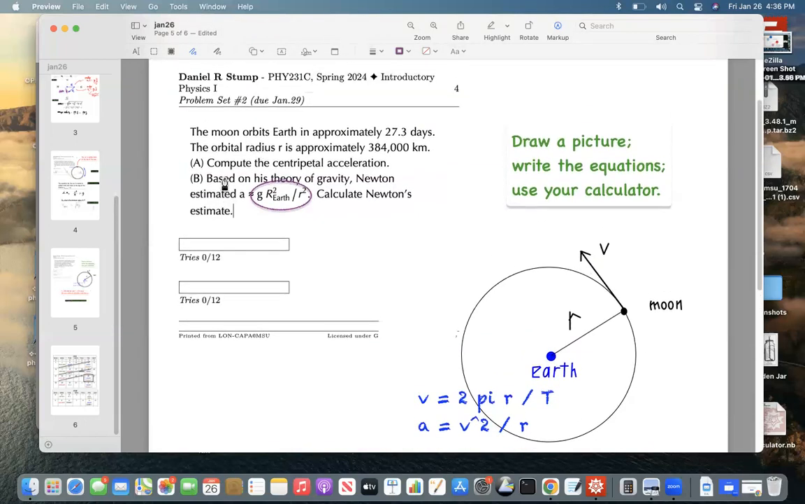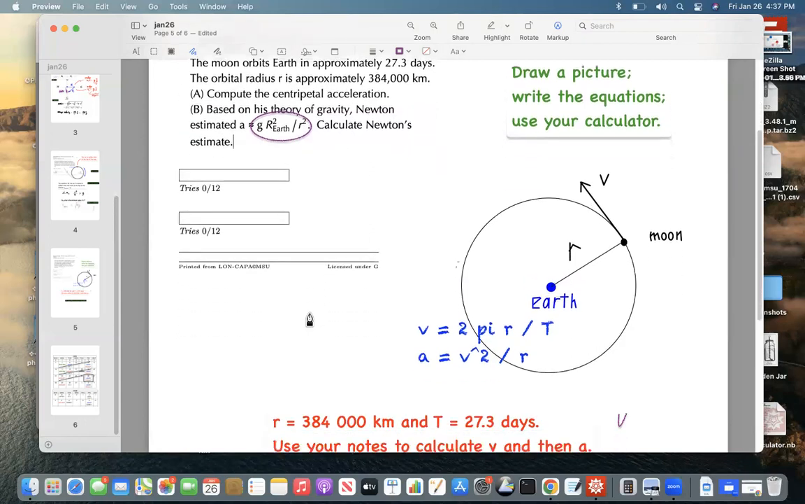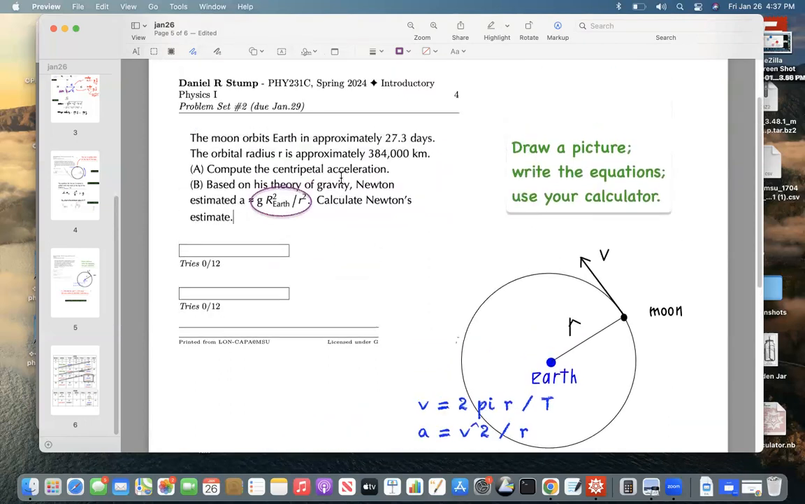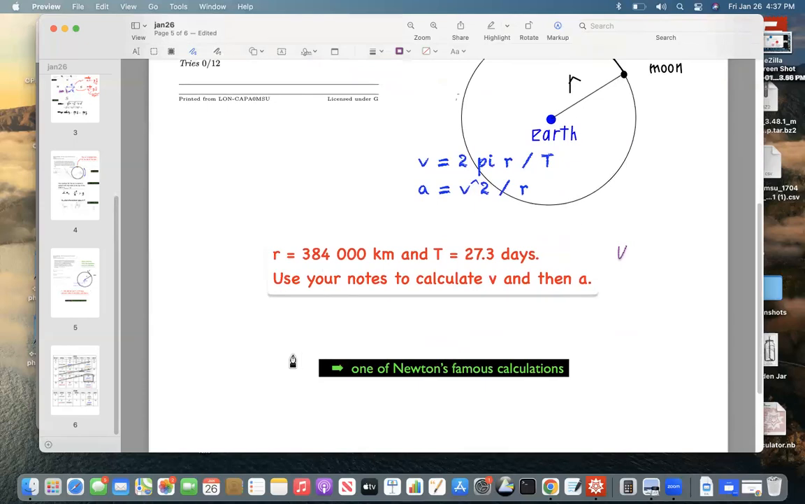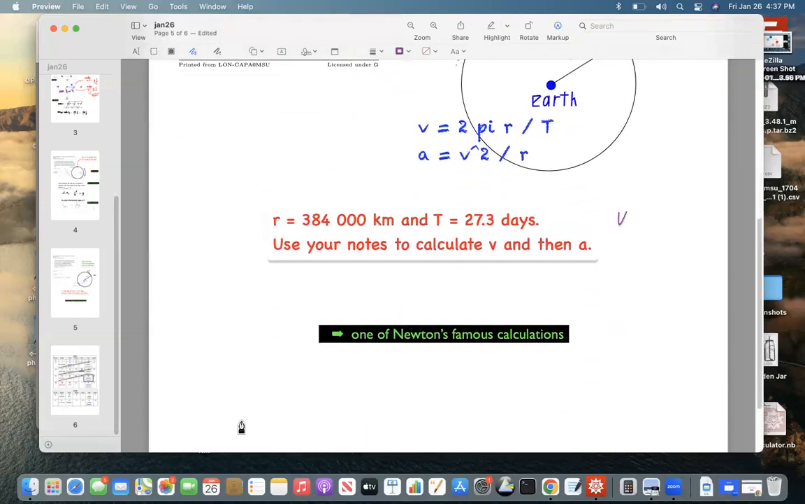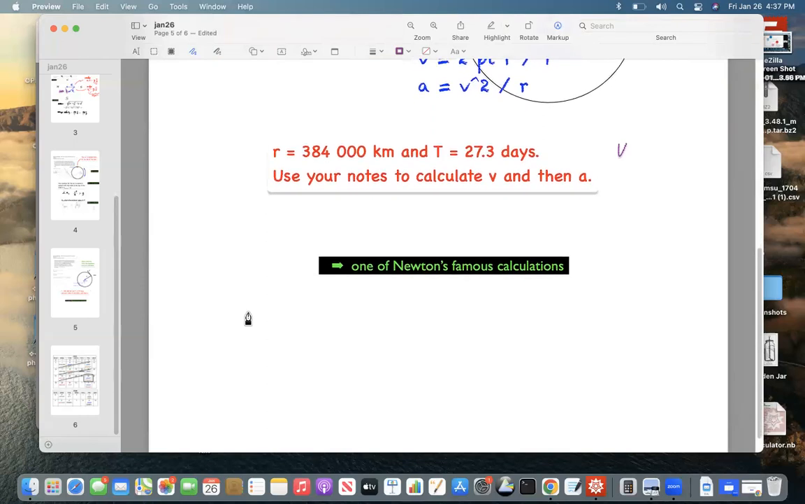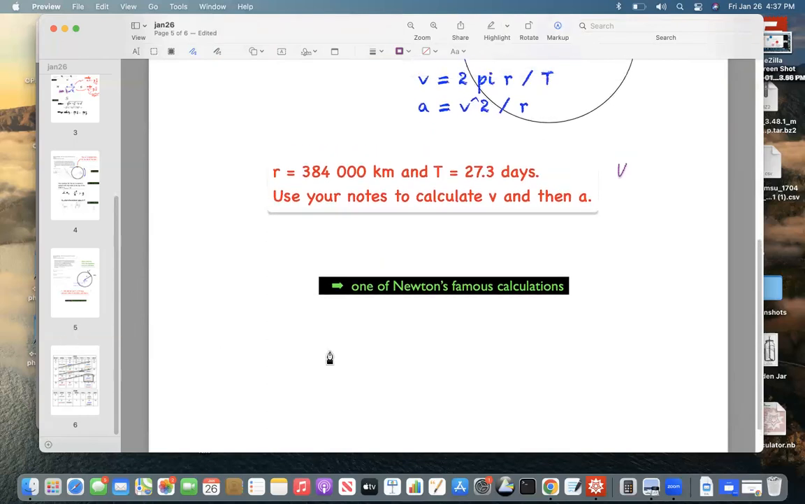So this is one of the ways in which Newton developed his theory of gravity. He said, the acceleration due to gravity decreases as 1 over the distance squared. And that leads to the fact that the force of gravity decreases as 1 over the distance squared, which is an essential part of Newton's theory of gravity. So this was a famous calculation done by Isaac Newton. All right, any questions?